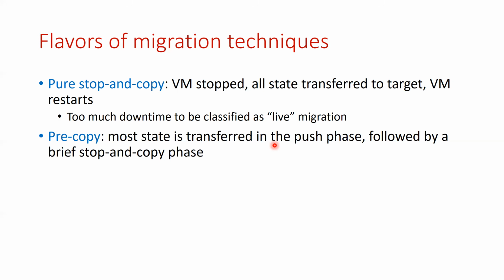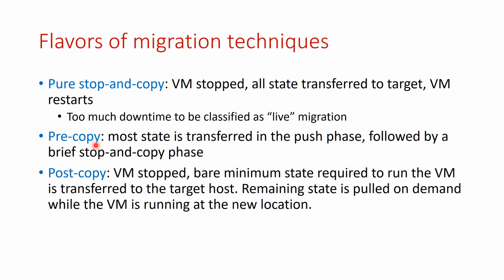So these two, a small bit of memory and the CPU context, will be transferred in the stop and copy phase, right? So that migration technique is called pre-copy because you're copying before the VM is migrated.